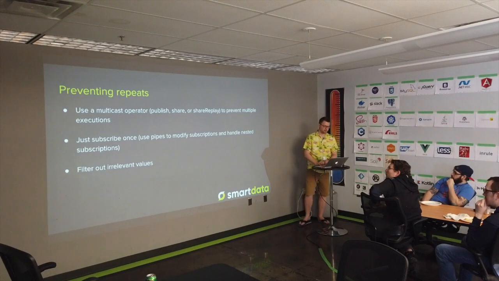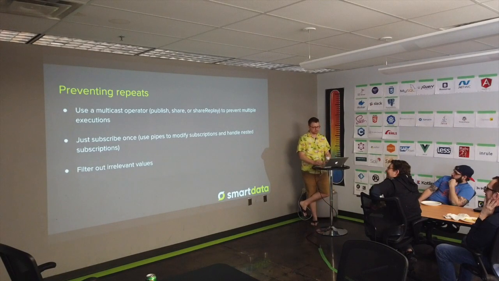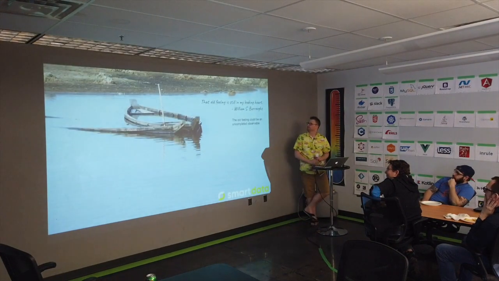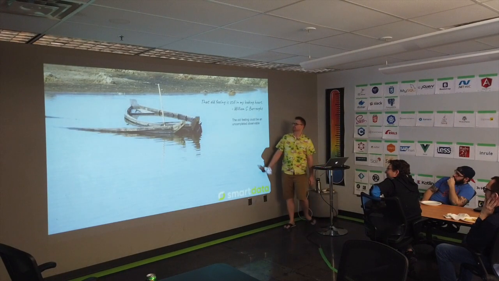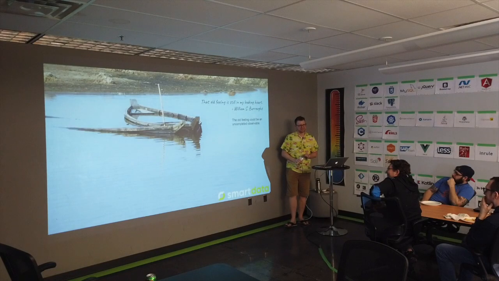I also found out William S. Burroughs had a different problem when he was working with RxJS. He just couldn't figure out garbage collection in his web app. It just kept using more and more memory. Said that he has an old feeling in his leaking heart. I'm pretty sure that the old feeling is an uncompleted observable.